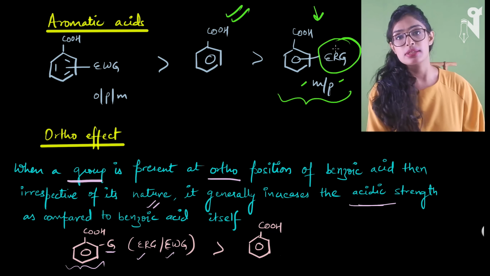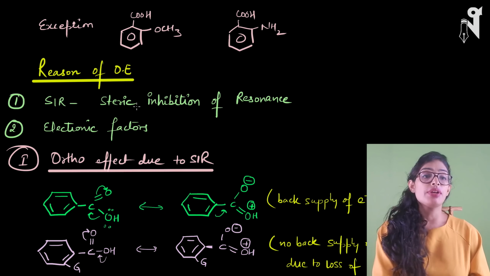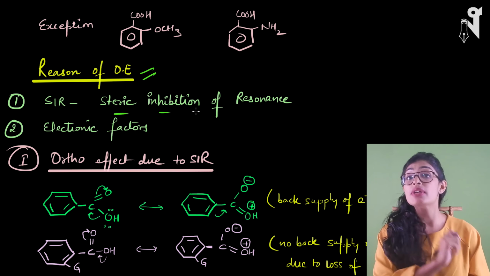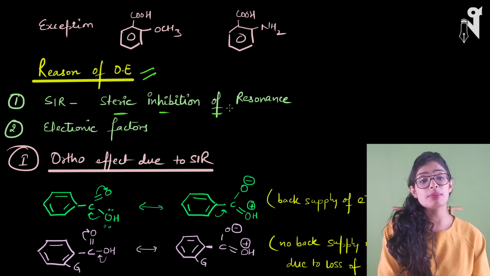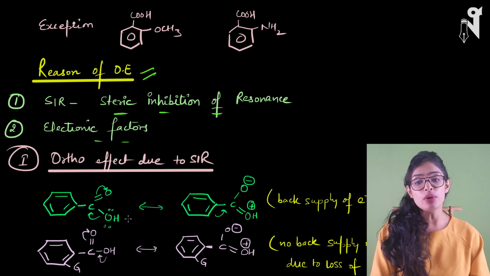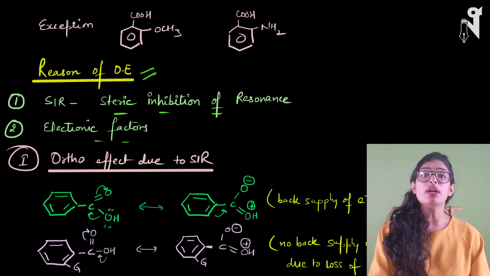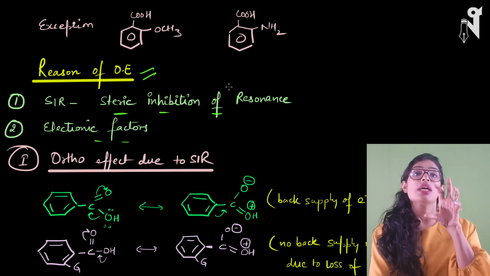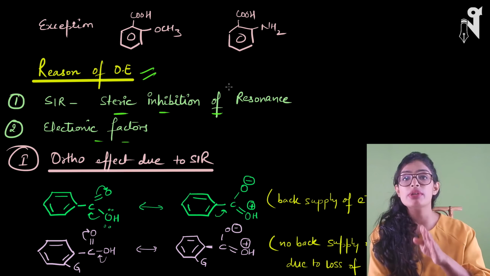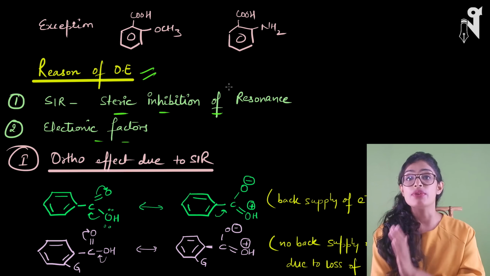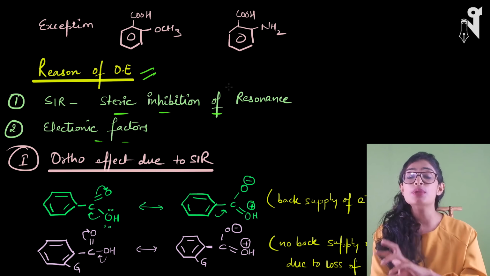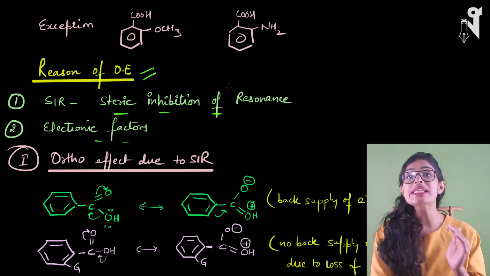Why? Let's understand. Here we have two reasons for the ortho effect. One is steric inhibition of resonance, which we have learned just now, and there are some electronic factors also. But before we go in depth, one thing you have to understand is, as I mentioned, the ortho effect applies irrespective of whether you have an electron releasing group or an electron withdrawing group on the ortho position with respect to COOH. They are going to increase the acidic strength of substituted benzoic acid.